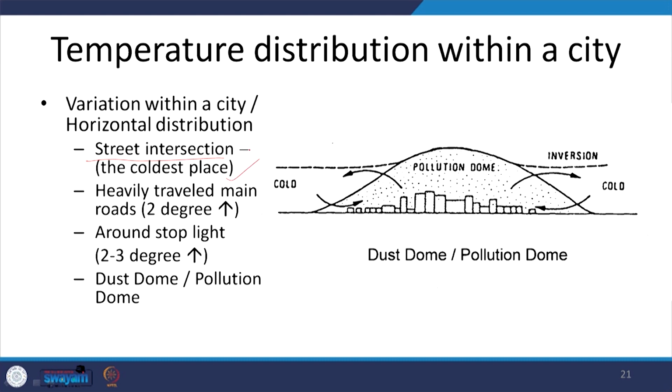So, overall, this is the curve that the city follows for UHI, but within that there might be some variations. This could be a street intersection where there is a heavily travelled main road, it could be even higher. Wherever there are stoplights on the streets where vehicles stop for a longer duration, because of the addition of anthropogenic heat, again it may go up. So, within the city there is this distribution of urban heat island.